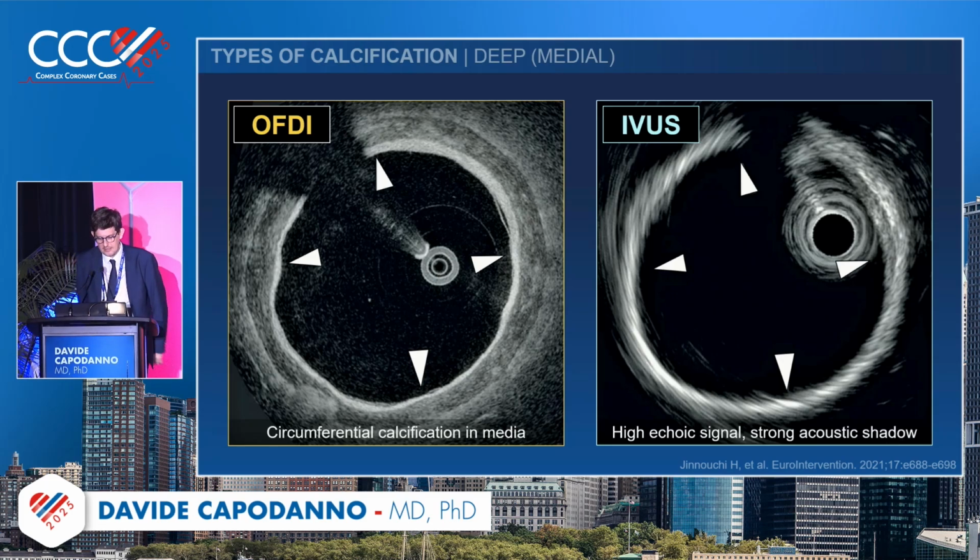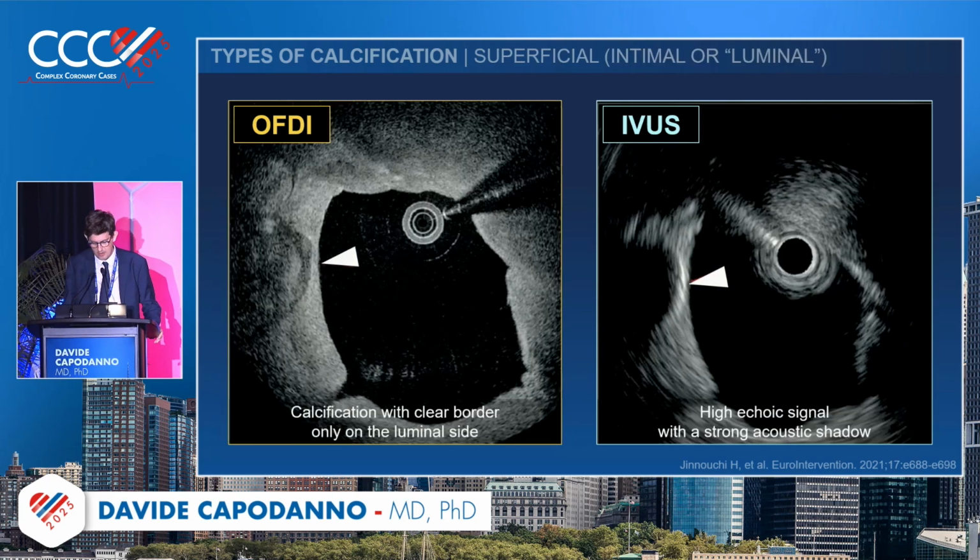This is how the calcification will look. The same patient, actually these are arteries in the limbs, but I think these are nice illustrations of the deep calcium that you may see sometimes, OFDI on the left, IVUS on the right. And you see on the OFDI that this calcification is circumferential and it's deep in the media. And at IVUS, the same patient will look like a patient with high echoic signal and strong acoustic shadows.